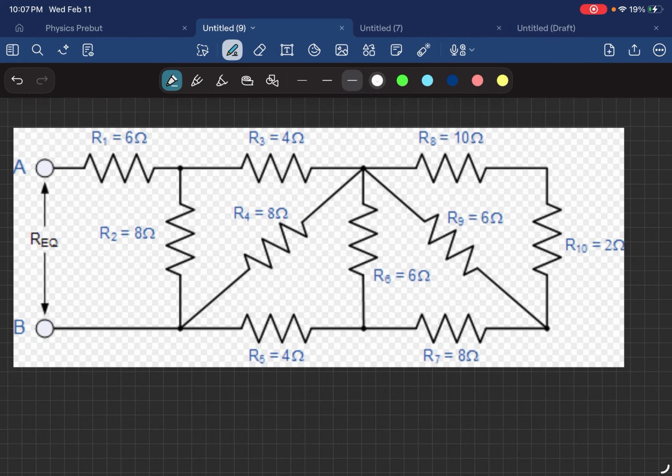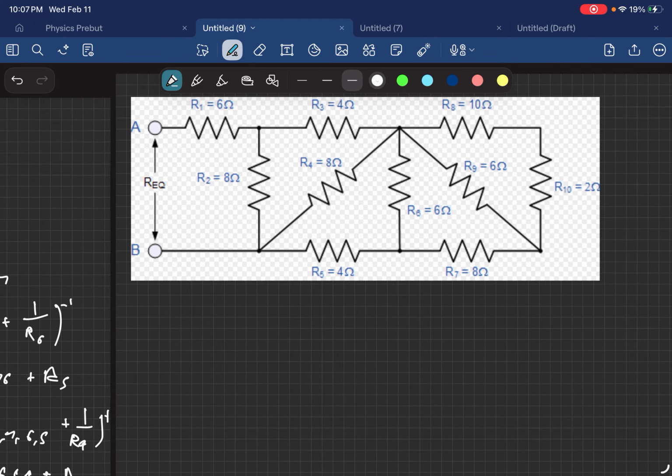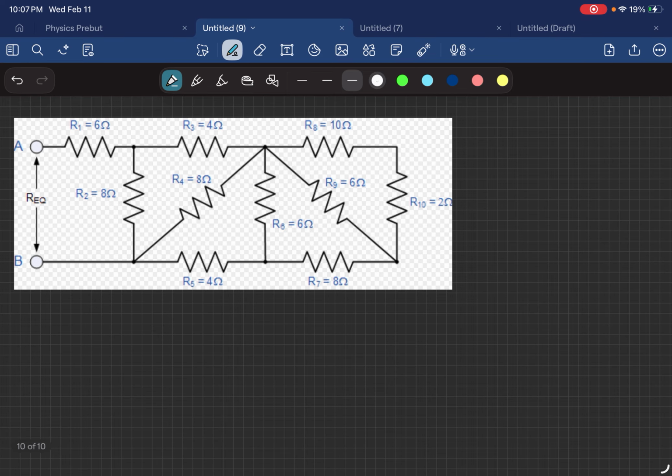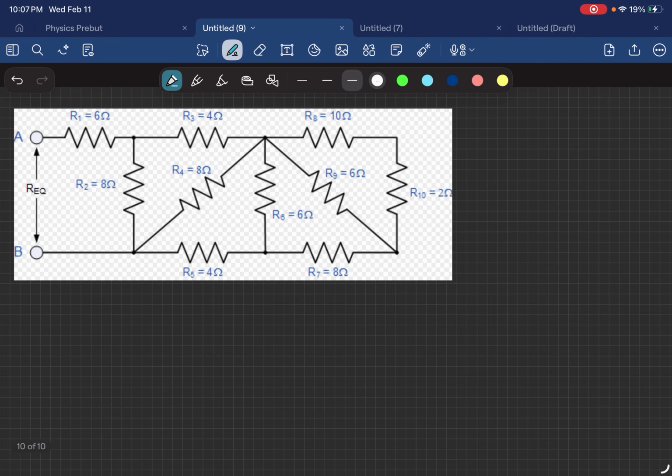Okay, let's reimagine this, and then we get the equations for R total. How do you want to reimagine this? So there are a lot of tutorials on YouTube, so you can just base off of that. But I'll show you this.